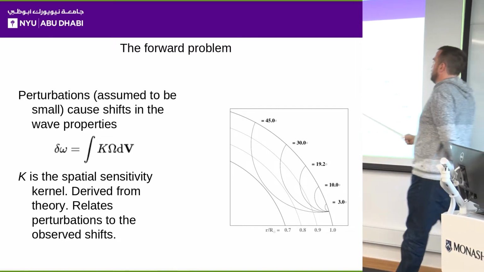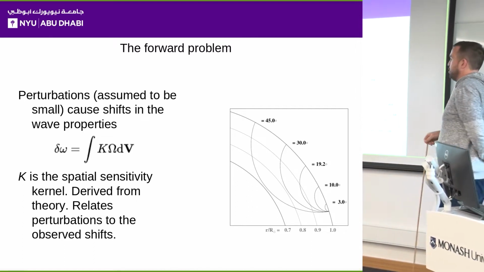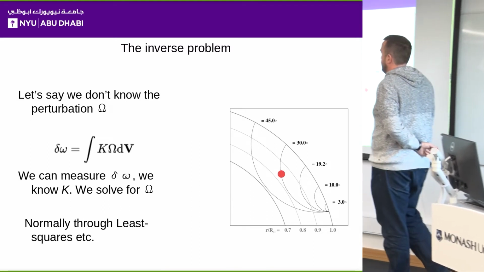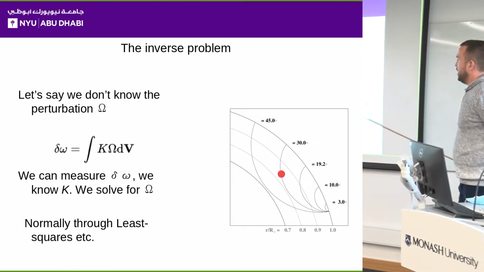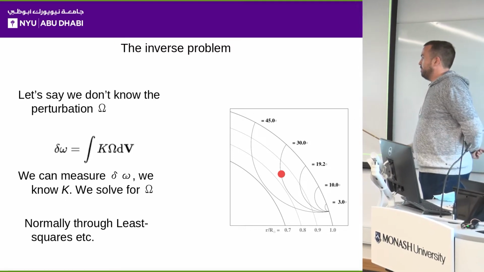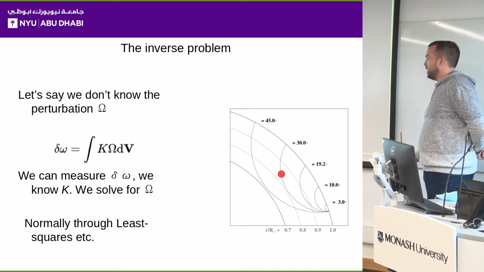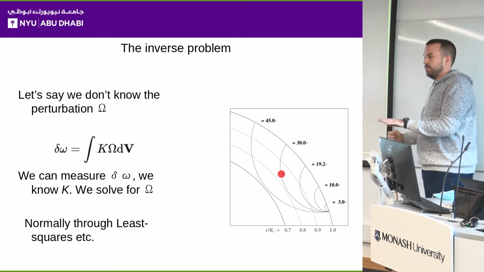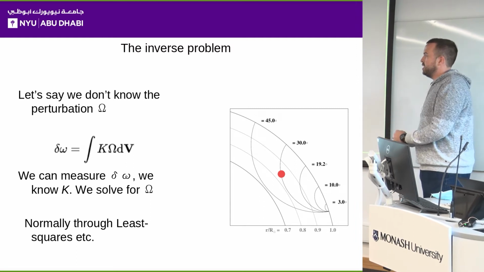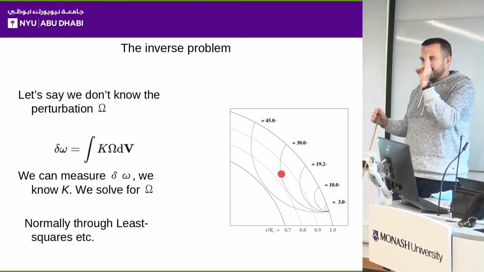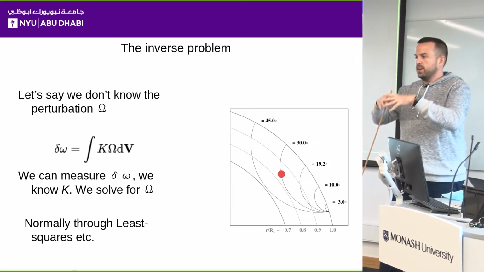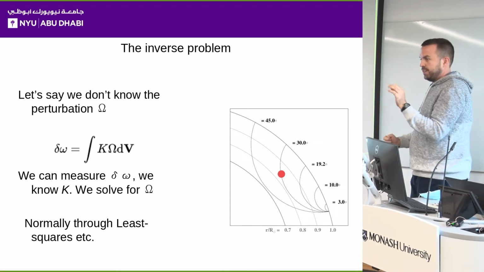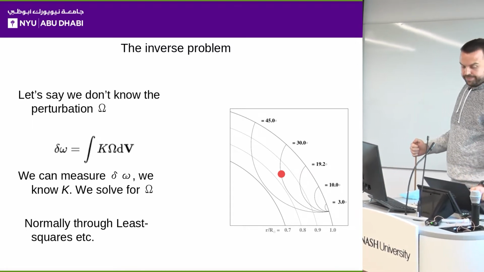So we solve this problem. This is usually done through inversions, using least squares, etc. But that's how we can measure flows, magnetic fields. That's basically how helioseismology works, and also how asteroseismology works. With asteroseismology, we tend to deal with the larger scales because we can't see the stars quite well, so we have to think globally. But with helioseismology, we think locally, so we can see quite small structures.